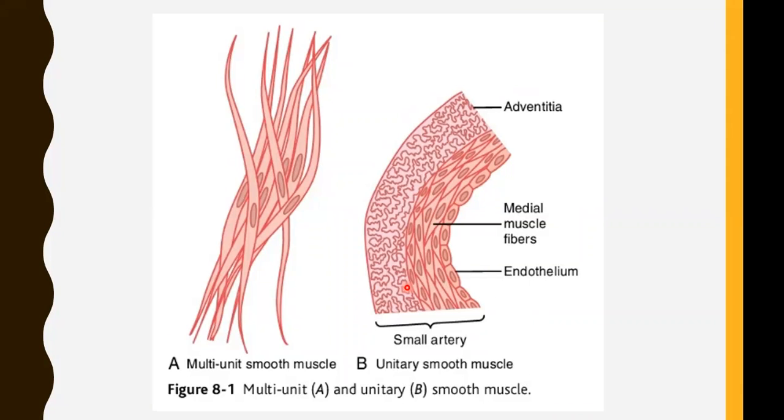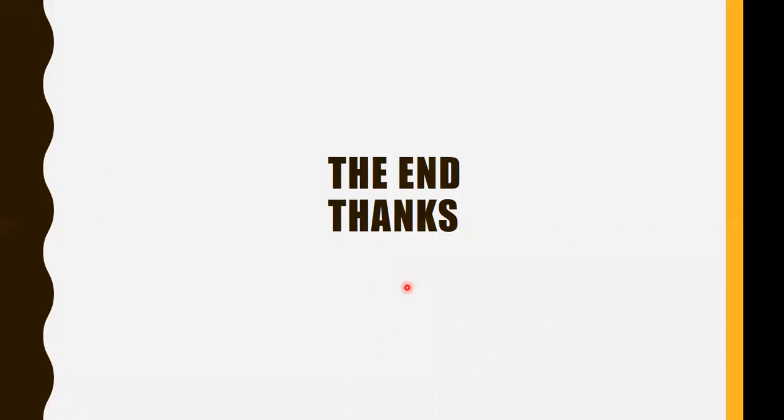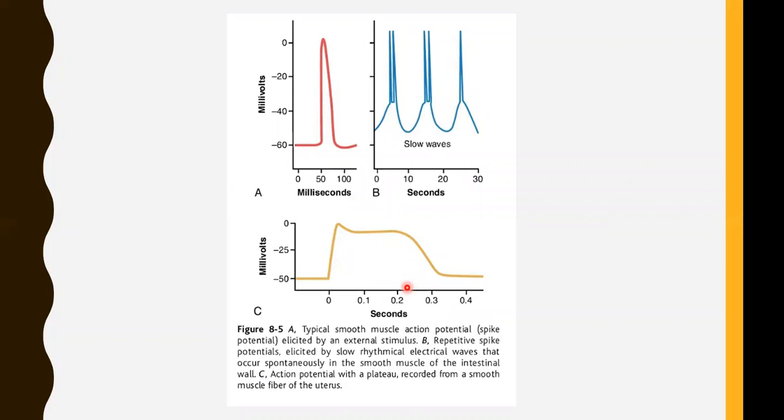If there is generation of an action potential in any fiber of that column or that sheet, that action potential is transmitted from muscle to muscle at the same time, and it is transmitted to the whole sheet, the whole column. In case of the smooth muscle fiber, today's topic is the membrane potential.